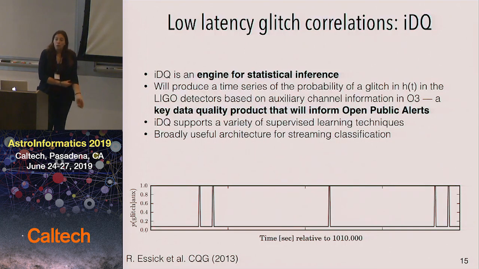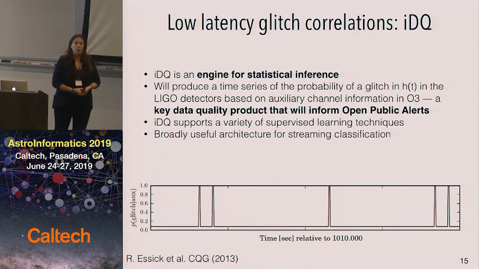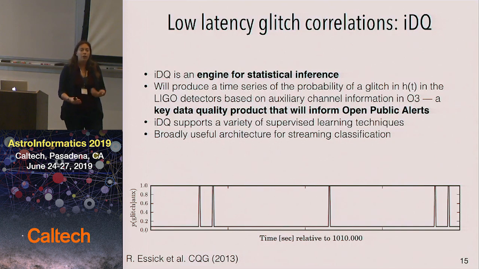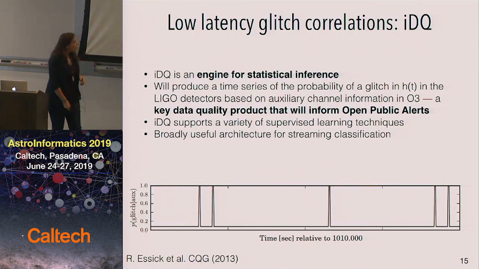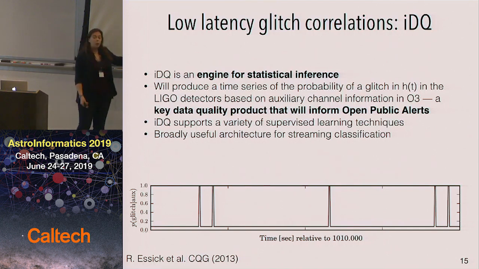So there are a few vectors for data quality information that are available to the searches in low latency. So for those of you who are interested in open public alerts from the gravitational wave detector network, these are informed by a few tools where we've taken all of the data quality information and compressed it down to a certain set of vectors. So the first of the ones that I want to tell you about is called IDQ.